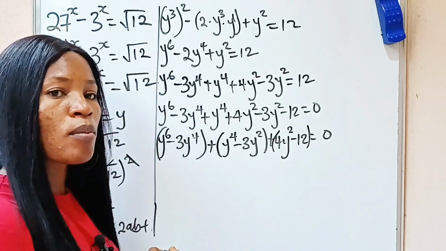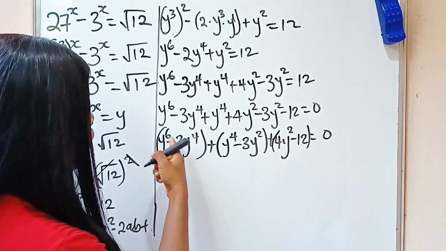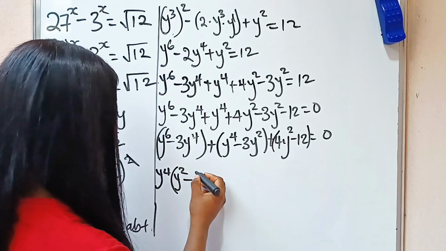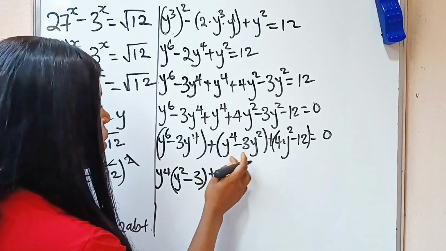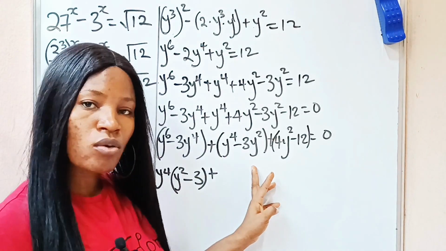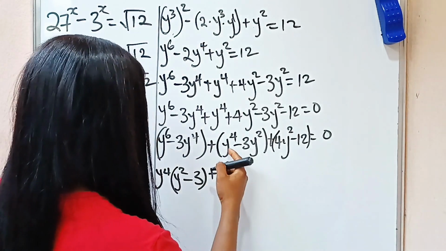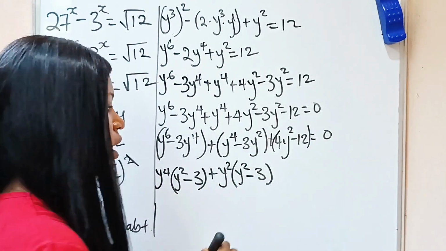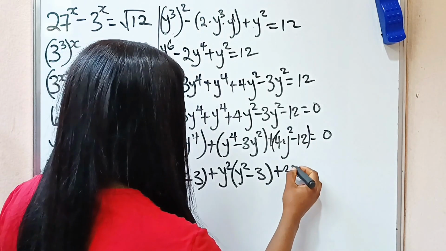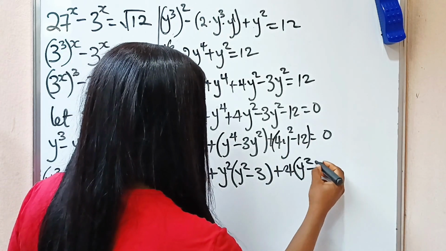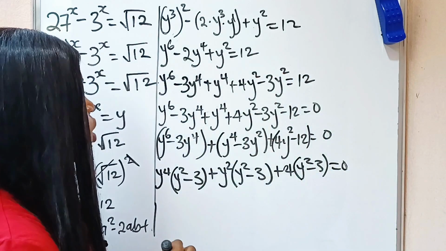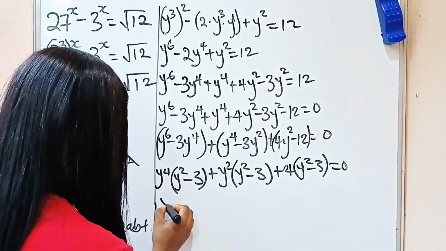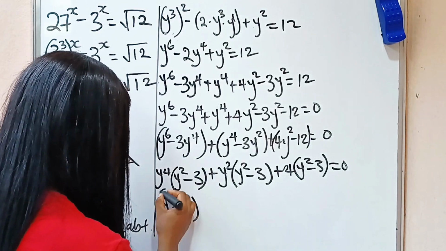Now I want us to pay attention. Like I said, we are looking for a common term. So let's factorize y to the power of 4 from here. If we do that, what will remain here is y squared, and what will remain here is 3, right? Plus, now here, if we factorize y squared out, what will remain here is y squared, and what will remain here is 3. So we have a common term. Plus, if we factorize 4 out here, we are going to have y squared minus 3 as well, is equal to 0. So now we have succeeded in bringing out a common term from the 3 of them. So we can now bring it out, y squared minus 3.